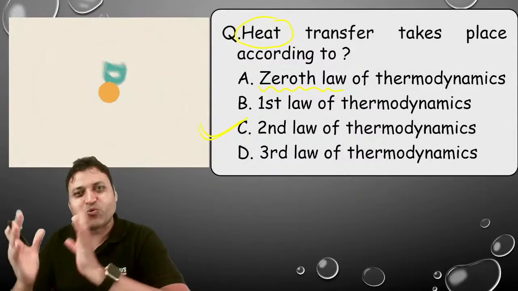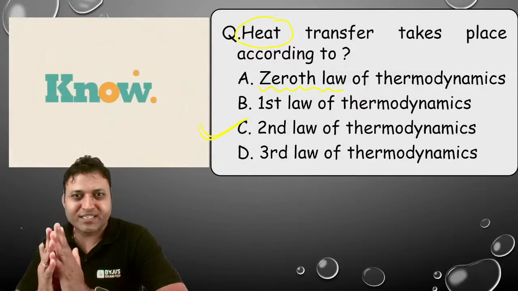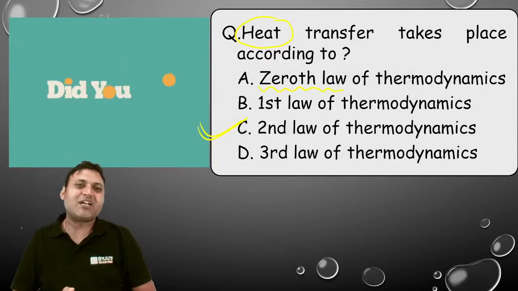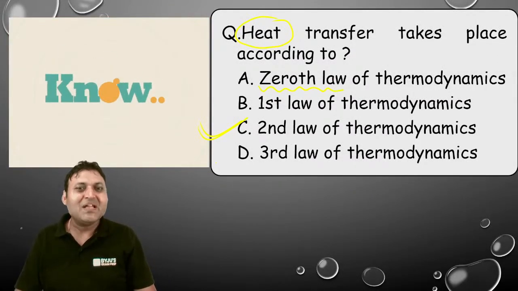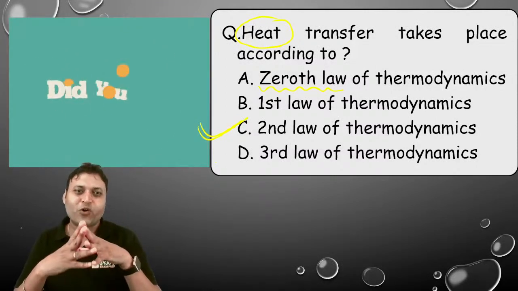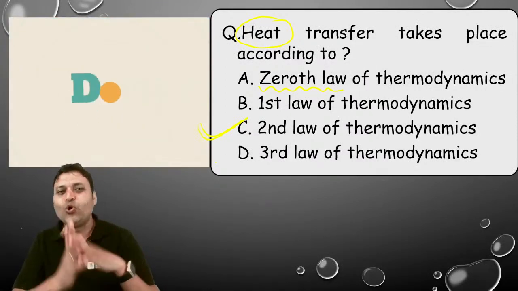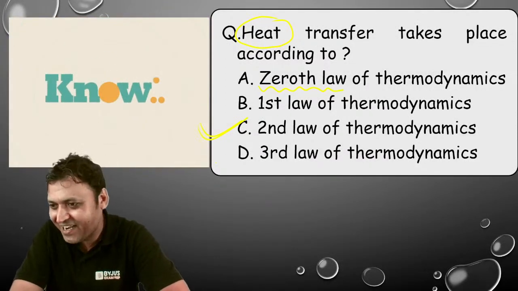Second law is made up of two statements, Kelvin Planck and Clausius. It is the Clausius statement of the second law of thermodynamics which gives us the information that heat always flows from high temperature to low temperature region, isn't it?